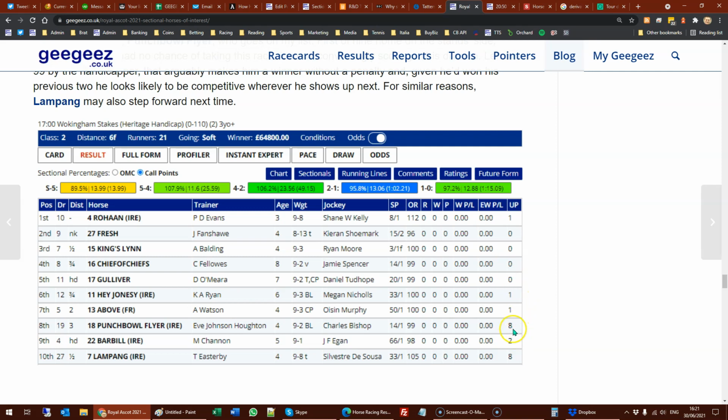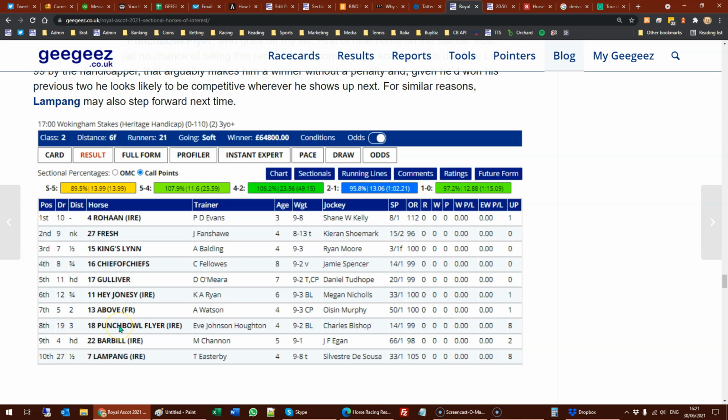So their performance was compromised to some degree, to some notable degree, arguably, by the way the race panned out and they were used in the race. Now, in the case of Punch Bowl Flyer, he actually was the first horse home from the high numbers. You can see that those drawn, the first 7 home were drawn 10, 9, 7, 8, 11, 12, 5, and they all went to the far side. On the near side, the stand side, Punch Bowl Flyer was clearly the first home, ahead of Lampang.